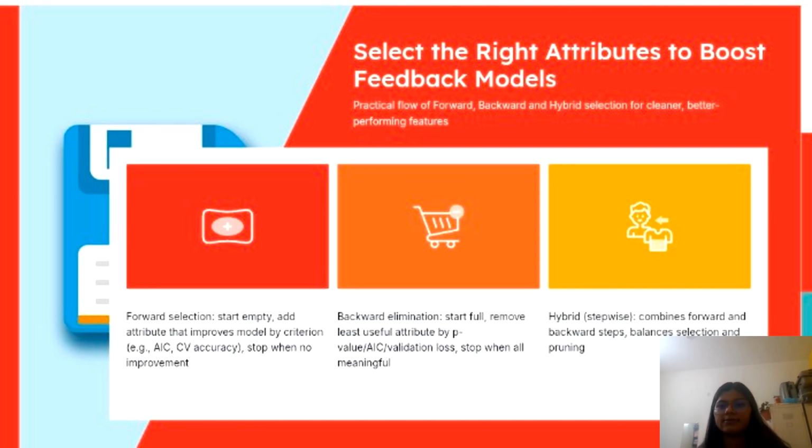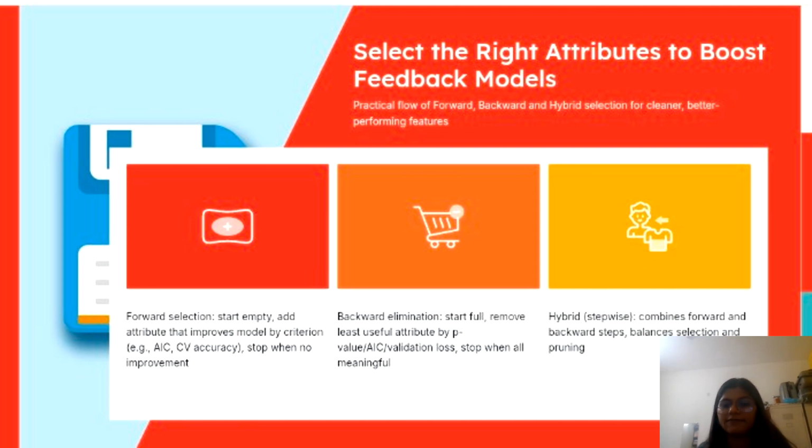Select the right attributes to boost feedback models. The practical flow covers forward, backward, and hybrid selection for cleaner and better-performing features. Forward selection: start empty and add attributes that improve the model by a chosen criterion. Stop when there is no improvement.